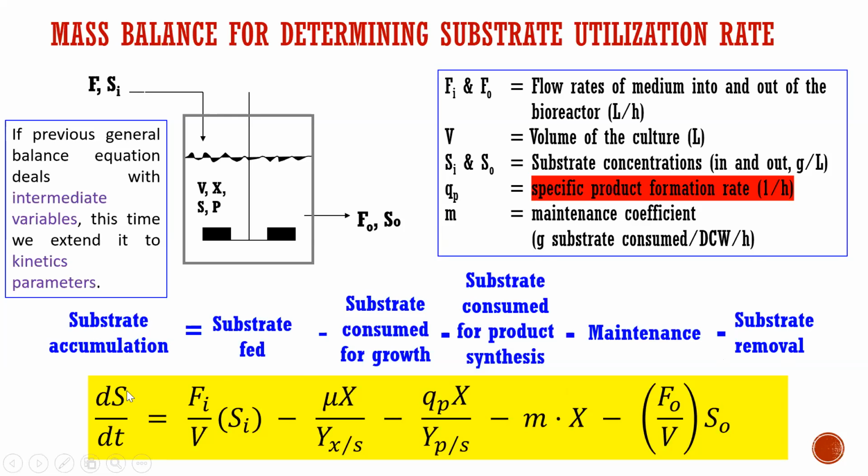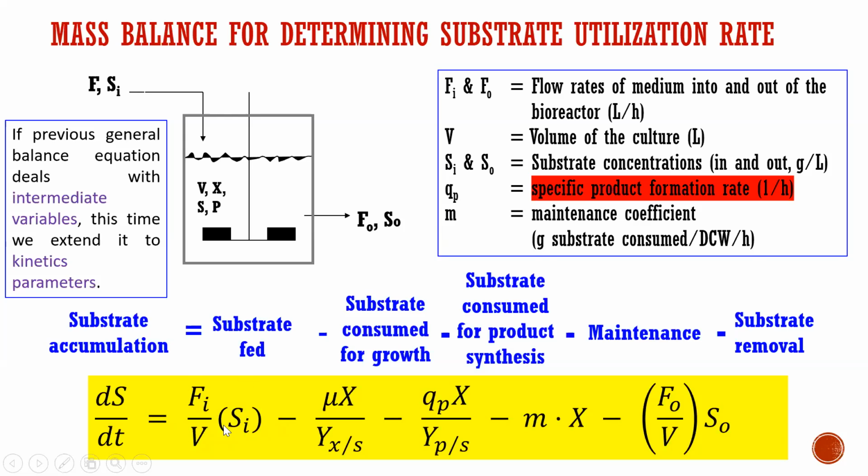Substrate accumulation, if you try to put it in mathematical form, is nothing but dS over dt, right? Rate of substrate accumulation in a bioreactor. So it's dS over dt. This one is rate of substrate feed. For rate of substrate feed, you just put F inflowing multiplied with substrate inflowing, divided by V.